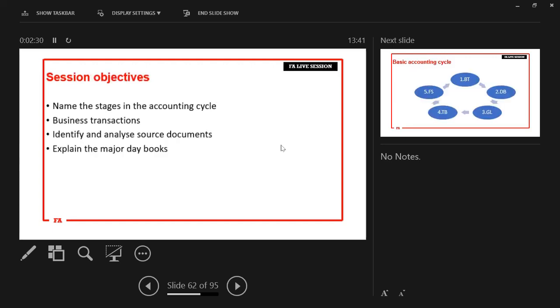So what are some of the things that we're supposed to look at today? We're going to appreciate the stages in your accounting cycle. Next time when you go for your interview, somebody might ask you, where do you start from in your accounting? You need to be very clear about that. And then we are going to appreciate business transactions, the identification of source documents, analyzing the same. And I think we're going to carry this particular discussion over into our double entry. And then we are going to focus on the major day books, and then we're going to close.